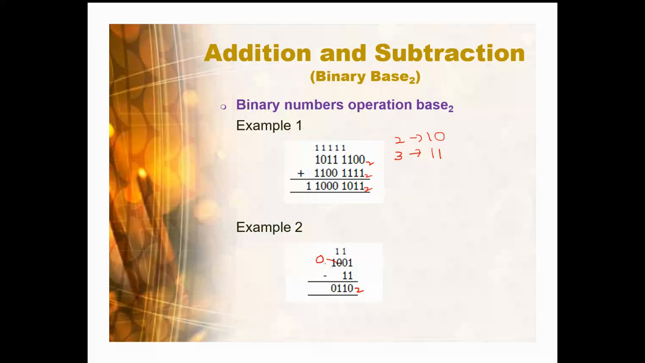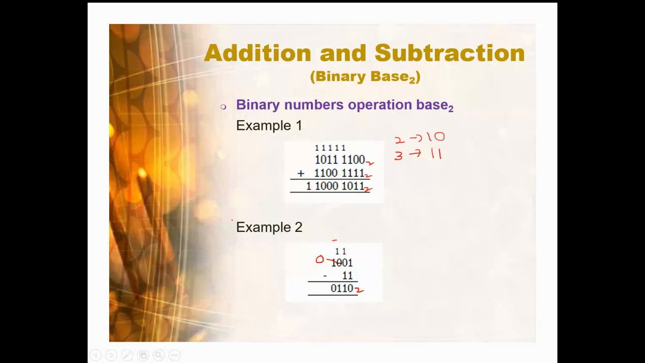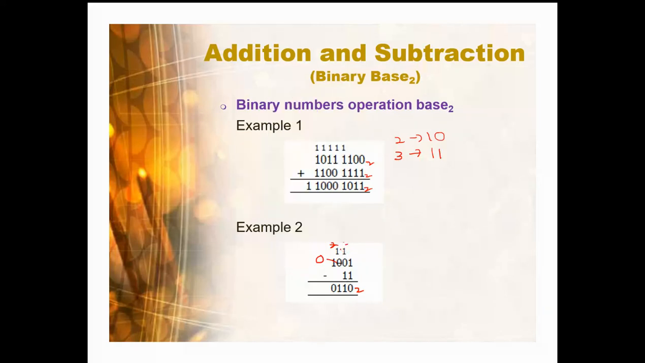Dia tinggal kosong. Jadi, 1 yang tadi tu dipinjam kat sini. So, 1 yang dia bawa tadi sebenarnya nilai dia adalah 2. Bila dia 2, dia pinjamkan sebelah, dia jadi 1. Sini dia jadi 1. Bila sini nilai dia akan jadi 2.